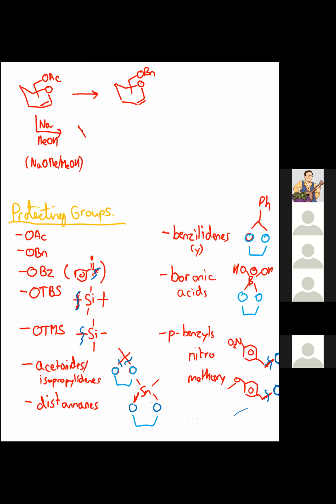That's going to hydrolyze, methanolyze, I guess. You don't hydrolyze in methanol. And it's still a boat. Going to go to the OHs. So we cleave off everything, and then we put the benzyls on.